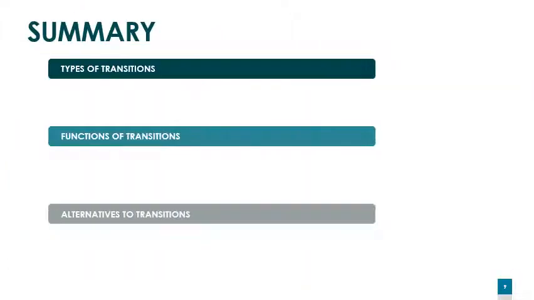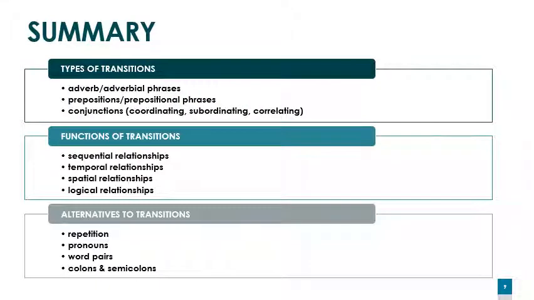So in summary, we've had 3 different transition workshops. The first one talking about the types of transitions, the adverbs, prepositions, and conjunctions. The second looking at the functions of transitions to show sequential, temporal, spatial, and logical relationships. And finally, this workshop, which looks at alternatives to transitions, such as using repetition, using pronouns, using word pairs, and using colons and semicolons in order to imply relationships between ideas. And these are alternatives that we can use in order to avoid using too many transitions so we don't become repetitive.